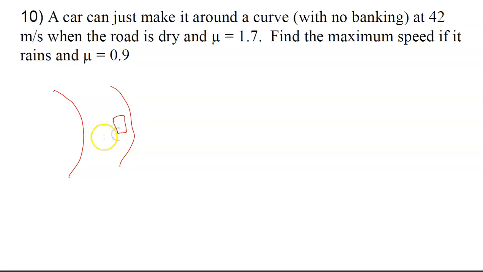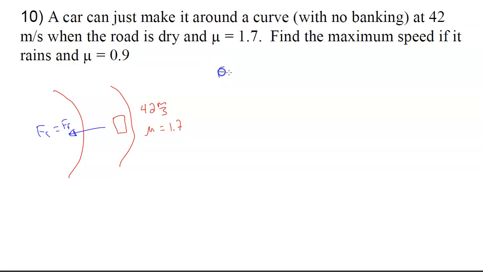Here's the car on the curve, and it says that the car is going 42 meters per second when mu equals 1.7. Now, in order to make it through that curve, I've got to have a centripetal force, and I'm getting that from friction. Okay? The friction of the tires on the roadway is what makes me get through that curve. If all of a sudden the friction goes away, the car is going to slide out and end up in the ditch here. That's bad.